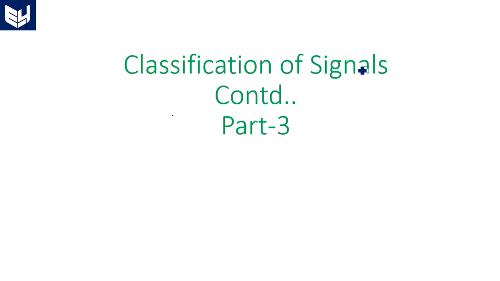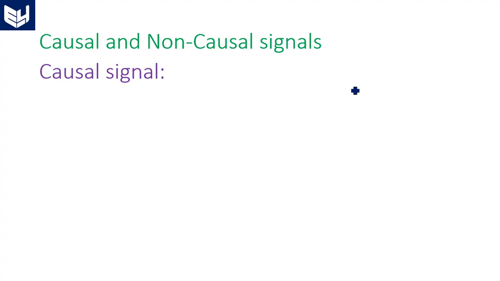Hi everyone, I am just continuing the previous classification of signals. So in this video I am going to explain two more classifications like causal and non-causal signals, after that even and odd signals. So what do you mean by a causal signal? Causal signal means the signal that is existed only for t greater than or equal to 0.